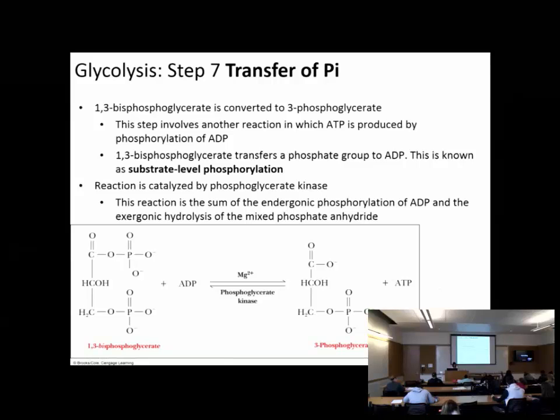All right, so this is a new vocabulary word, substrate level phosphorylation. What that means to us is that we are transferring the phosphate from a molecule with what we call a high phosphate group transfer potential to a molecule with a lower phosphate group transfer potential.